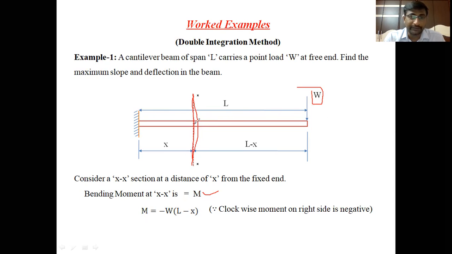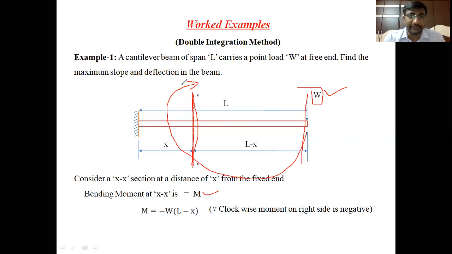So what is the bending moment due to this point load at this XX section? Load into perpendicular distance is the moment. So it is W into the perpendicular distance, meaning from this XX section to the free end. How much distance is it? L minus x. So W into L minus x. In which direction? The moment will be developed in clockwise direction about XX. If the load is in downward direction, it will develop a clockwise moment. If it is in upward direction, it develops an anti-clockwise moment about XX. So it is a downward load, and it develops a clockwise moment.